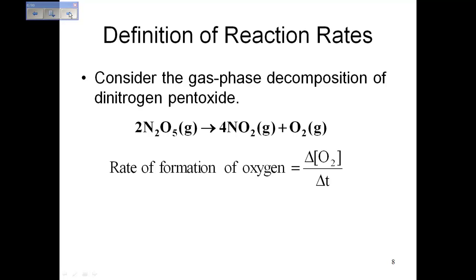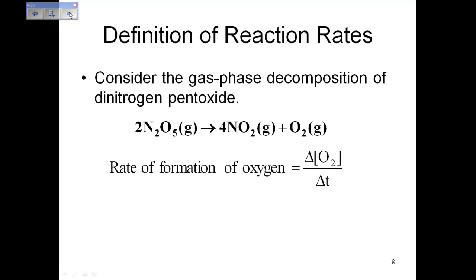Let's consider the gas phase decomposition of dinitrogen pentoxide. Okay, I have two N2O5 going to four NO2, nitrogen dioxide, plus O2. I can write this in terms of consumption of my dinitrogen pentoxide or the production of NO2 or O2 for my rate. I chose in this fashion to begin with. We'll talk about the rate of formation of just oxygen. I did that for a reason, because of the 1 coefficient in front of oxygen, which I'll explain later on as we go.